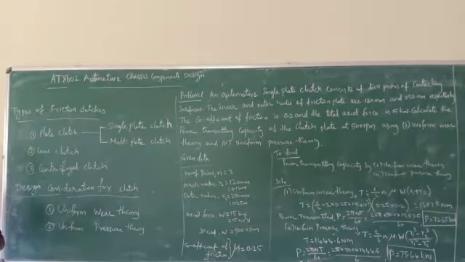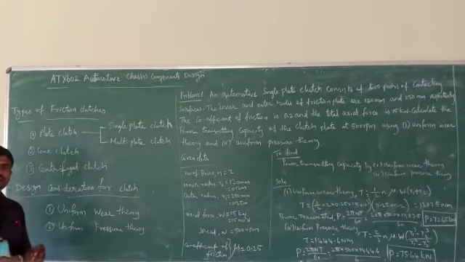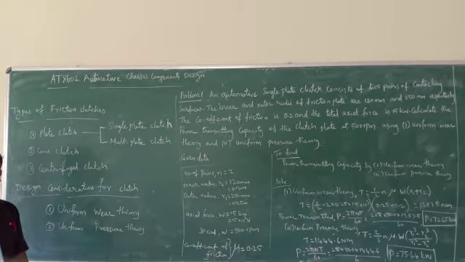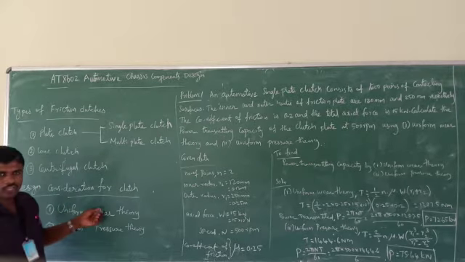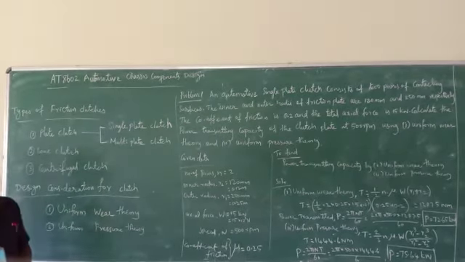Here we need to design a clutch. For that, what details do we need to consider? What data do we need to consider? What theories do we need to consider? The theories are the uniform wear theory and the uniform pressure theory.